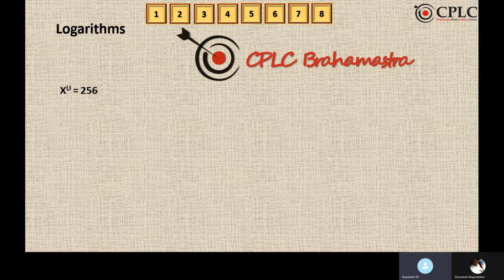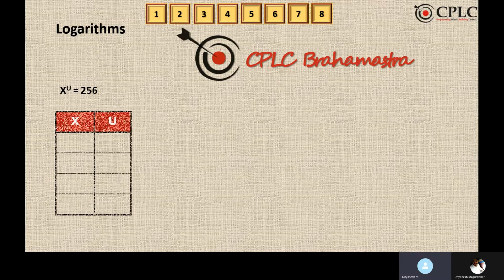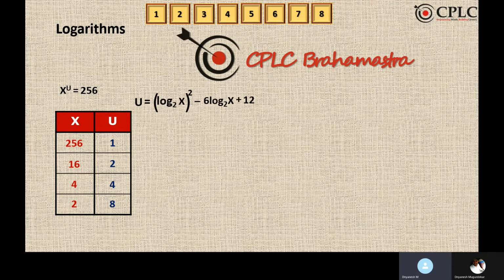When you do that, you will get 16 squared is 256. So x is 16, u is 2, or 4 to the 4, or 2 raised to 8, or 256 raised to 1. So four pairs of x and u satisfy this equation. And then by trial and error, you substitute all these values of x and u one by one in that other bigger equation as well, which is this one.